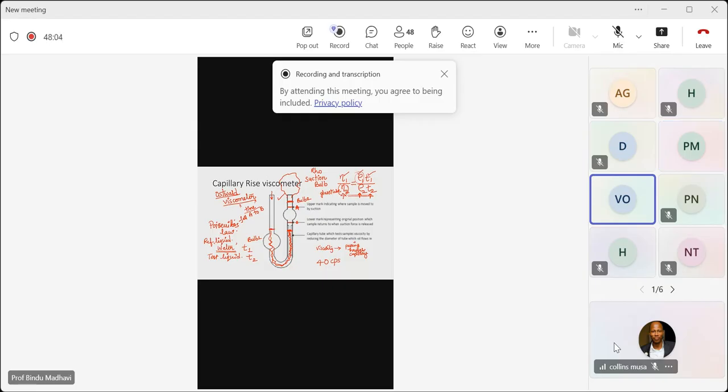Any other questions? Just one question about that capillary rise viscometer. Does the diameter of the capillary tube matter? Does it have its limits, so that we cannot use a diameter beyond a certain size? Like if you wanted to reduce time, would you increase the size of the apparatus?